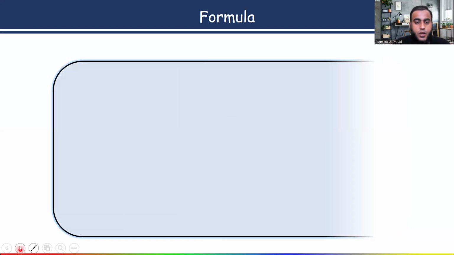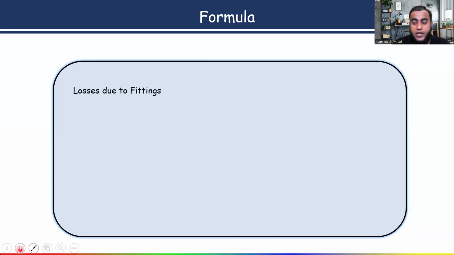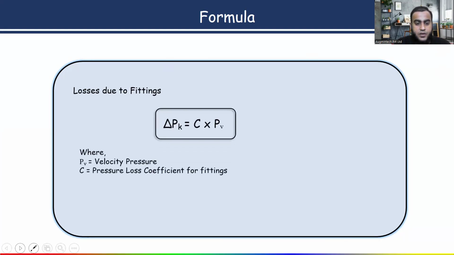Now, suppose how you will calculate the losses due to fitting, any fitting, like if an elbow is coming, or a reducer, transition, shoe neck. So how to calculate the losses due to fitting? Here again, one formula is given: ΔPf = C × PV. ΔPf is, as I told you, losses due to fitting. PV in this formula is velocity pressure and C is the pressure loss coefficient for the fitting. From where will you get it?